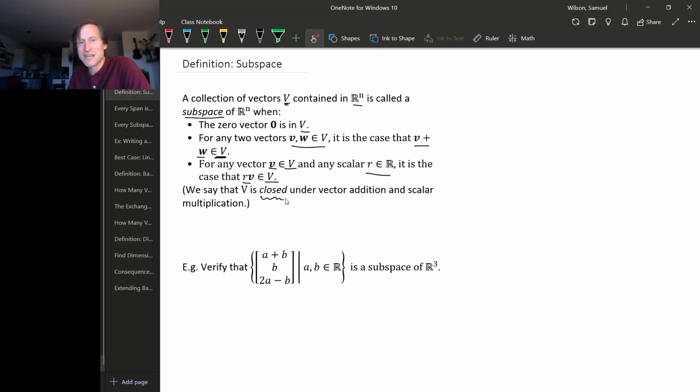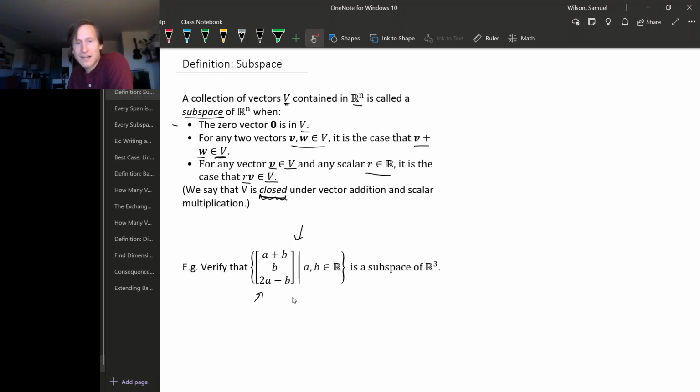Closed is supposed to make you think that all doors of leaving V are closed, because you can't get outside of V, so V is closed. That's the origin of the word closed. Just to get a handle on this definition, let's check that this collection here is a subspace of R3. We have three things to check. We need to check that the zero vector is in there. So is it true that the zero vector is in this collection?